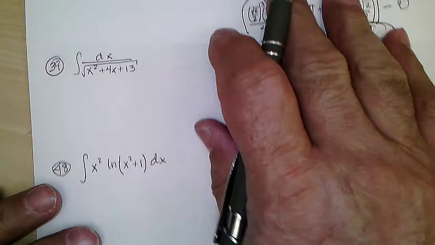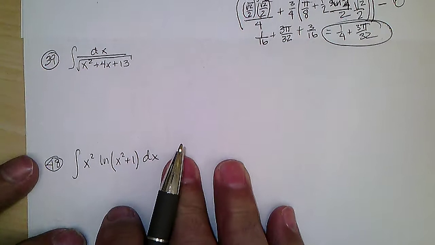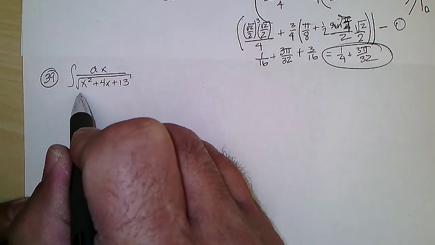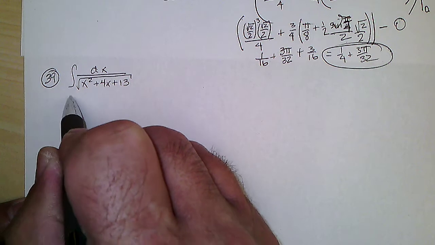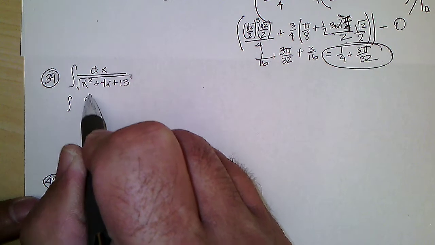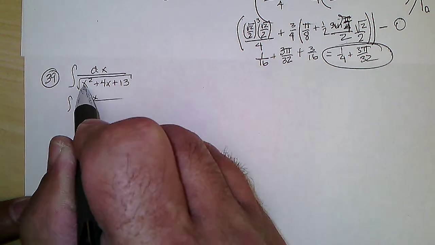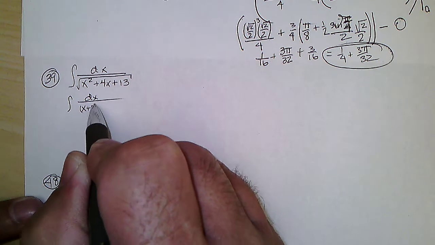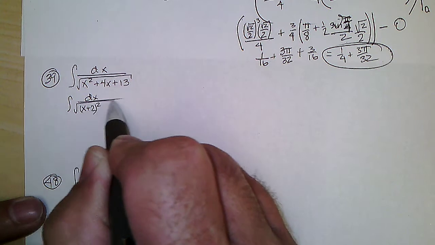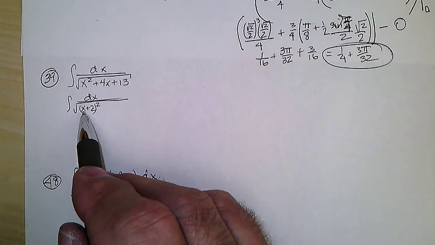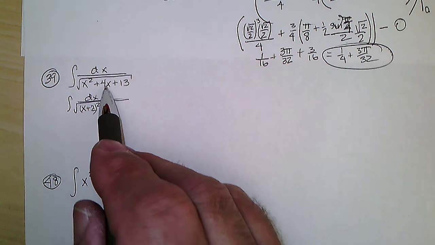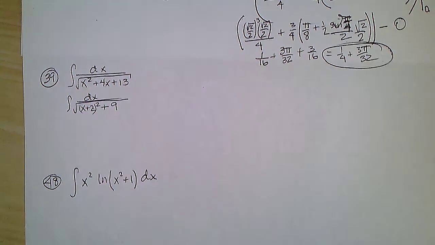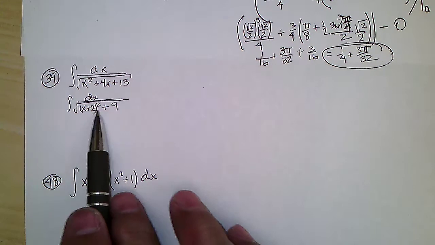So now we're into the complete the square stuff. So first of all, I got to realize that this is going to be the integral of dx over, see, half of 4 is 2, so it's going to be x plus 2 squared. But that will create an x squared plus 4x plus 4, and to make 13, I only need plus 9. And so these are added.